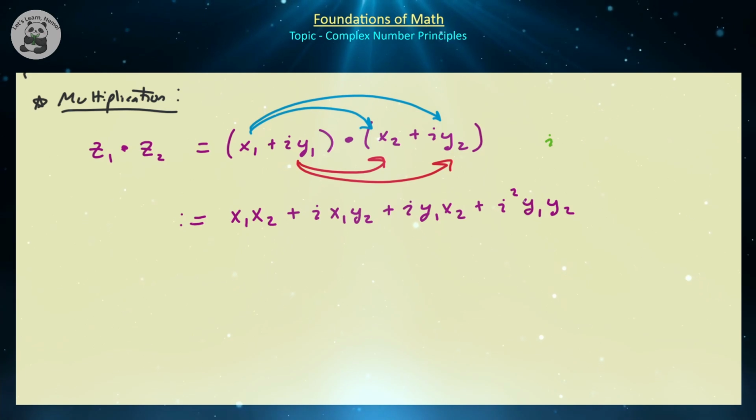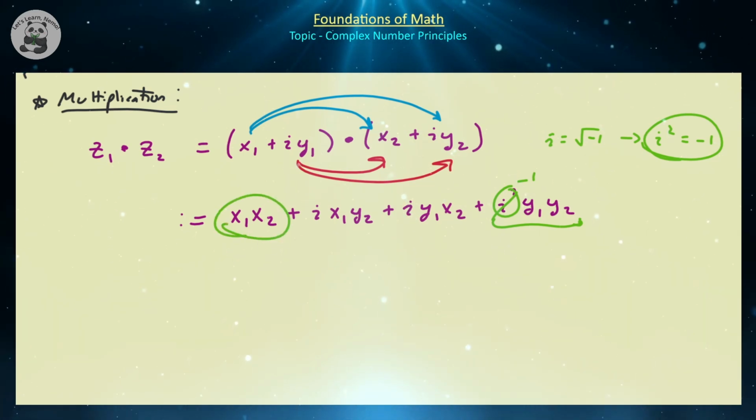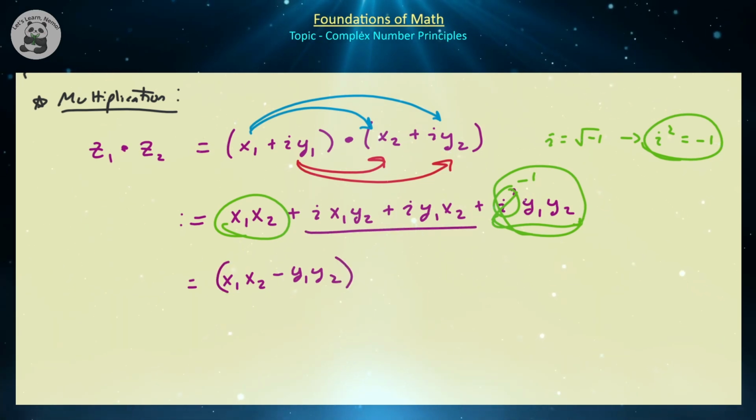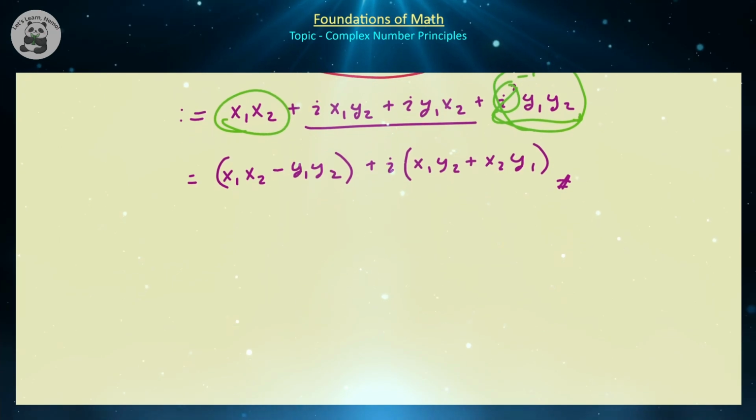So if you remember that i is the square root of negative 1, which means that i squared is just going to be equal to minus 1. So this is going to turn into minus 1, which means that that is a negative, potentially, real number. So this is a real number and this is a real number, so we can group those things together. So we're going to have x1 x2 minus y1 y2, and then we're going to cluster our i terms together. So we're going to have plus i times x1 y2 plus x2 y1. Right? So this is going to be how we're going to do multiplication on complex numbers.